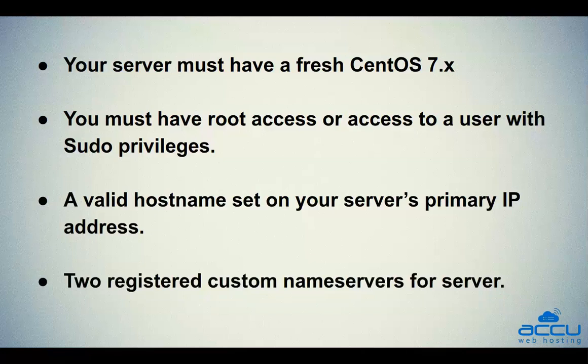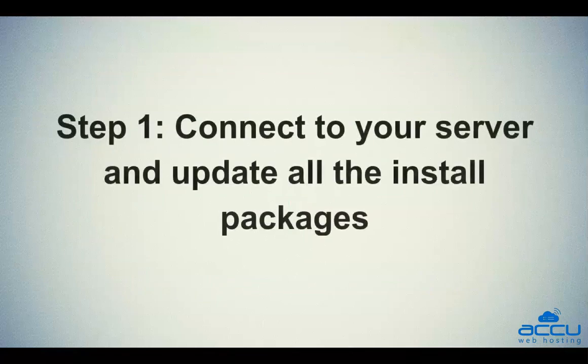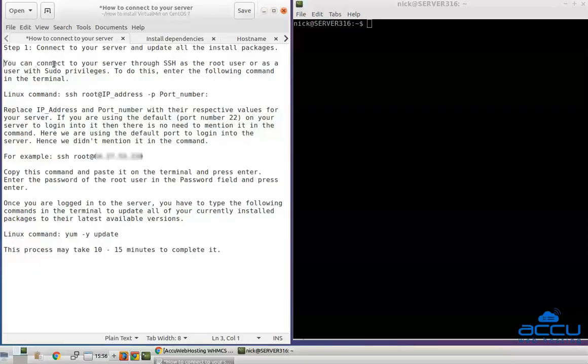Let's follow the steps which we have mentioned in the previous slide. Step 1. Connect to your server and update all the installed packages. You can connect to your server through SSH as the root user or as a user with sudo privileges. To do this, enter the following command in the terminal. Replace IP_address and port_number with their respective values for your server.